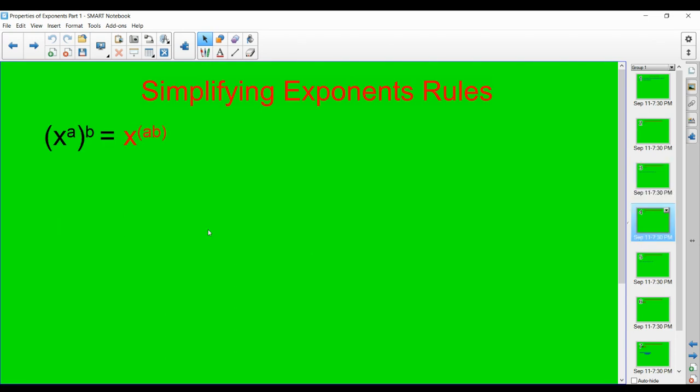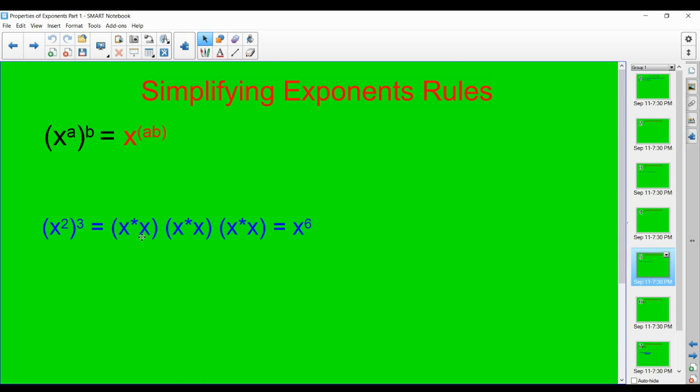Now, what happens if we have x to the power of a and that whole quantity is raised to the b? Well, the rule says we can multiply a and b. Now let's see an example of why this works. Let's say we have x squared to the third power. The third power means write it out, or multiply it by itself 3 times.